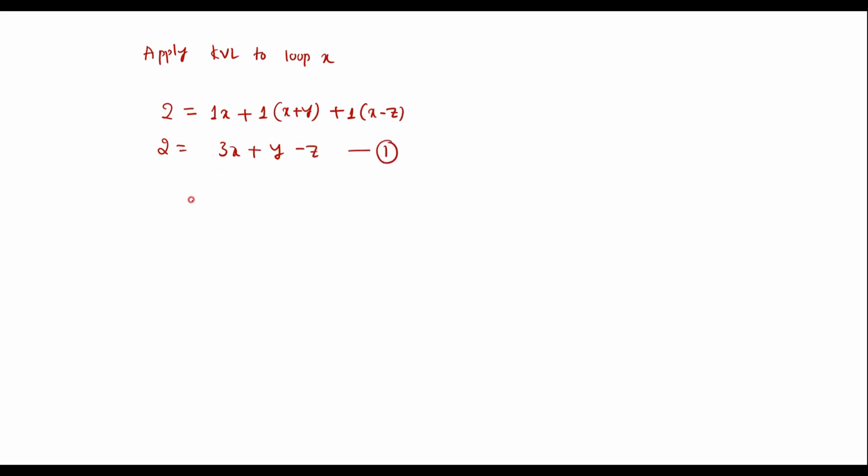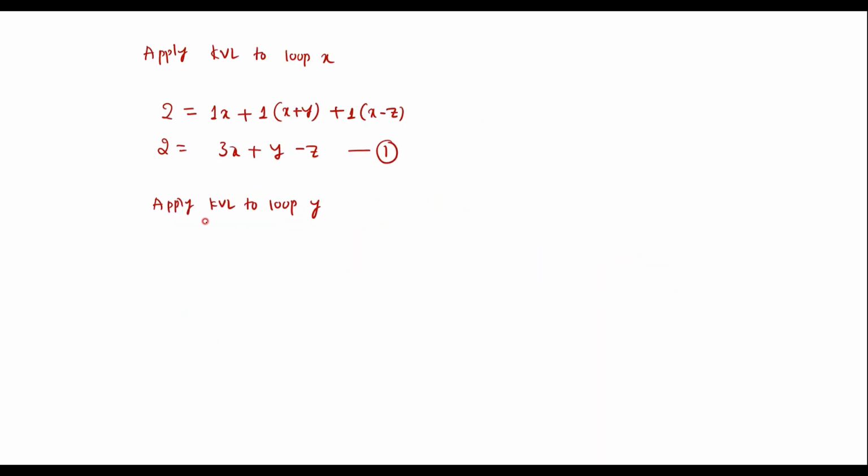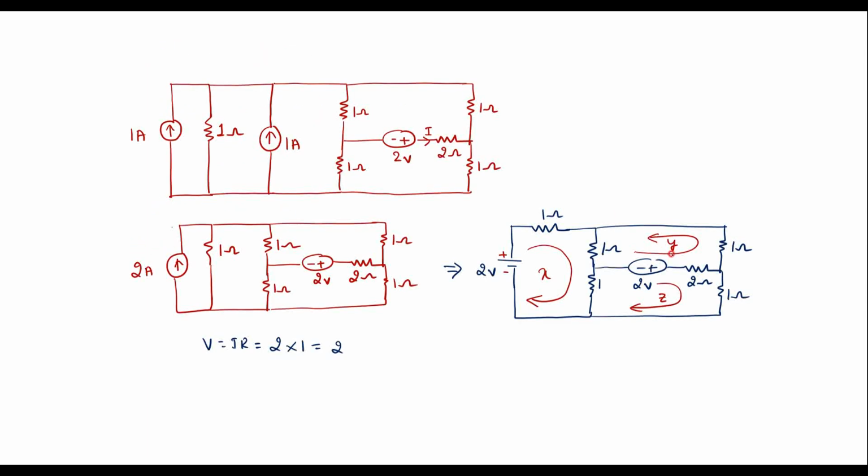So now similarly apply KVL to loop Y. So this is loop Y. Start from the voltage source, keep the voltage source on the left hand side, that is 2 is equal to, and move along with the direction of current. First current will flow in the 2 ohm resistor. In the 2 ohm resistor, Y and Z are flowing, both in the same direction.